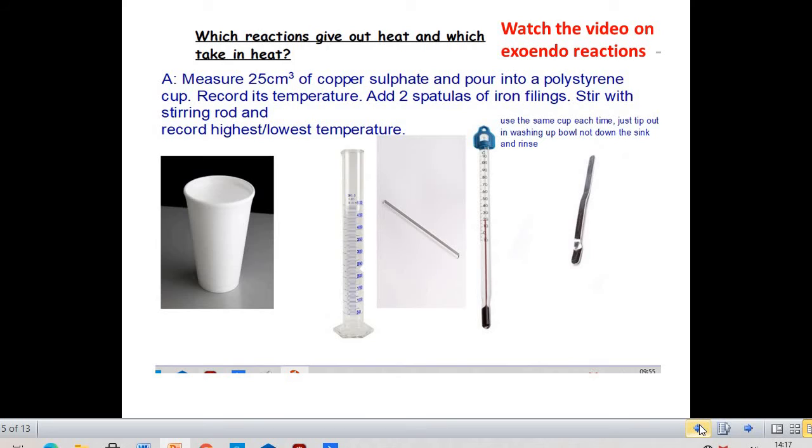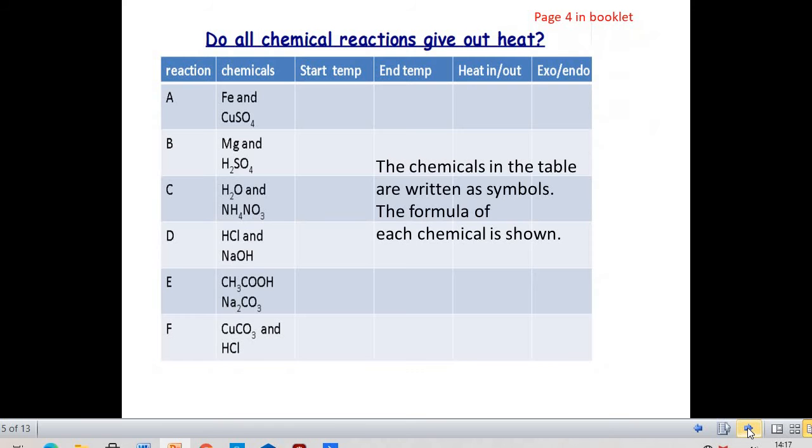It says use the same cup each time, just tip out in a washing up bowl, not down the sink, and rinse. So if you were doing the prac, like the good old days, you would be using the same polystyrene cup, just tipping it out into a bowl and then redoing each experiment. It tells you in your book what experiments are occurring. So A is measure 25 centimeter cubed of copper sulfate, pour into a polystyrene cup, record its temperature, then you add the second chemical, stir with a stirring rod and record the highest or lowest temperature. And you watch the video and it will go through all those different chemical reactions.